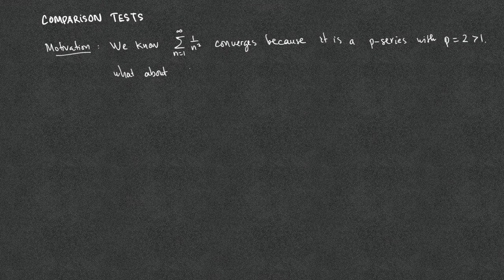Comparison test. We know that the series 1 over n squared converges because it is a p-series with p equals 2. What about the series 1 over n squared plus 1? It looks so close to the series 1 over n squared, but not quite because of the plus 1. It is not of the form 1 over n to the p power. We can only guess that this series converges also.